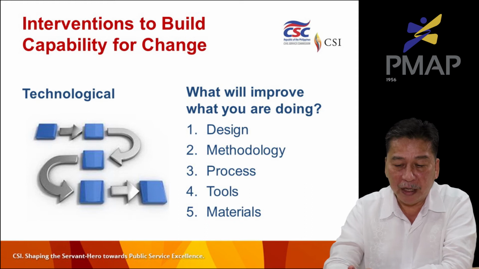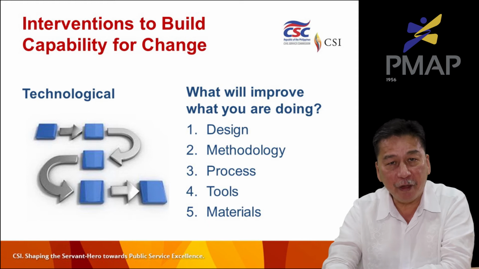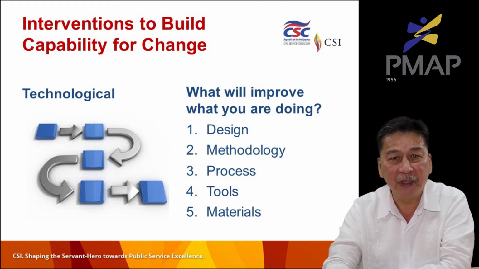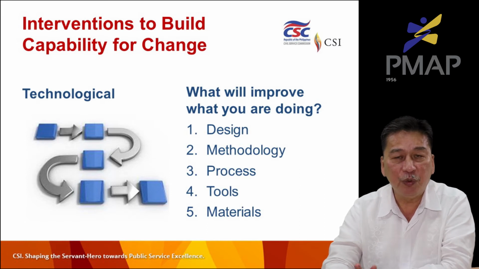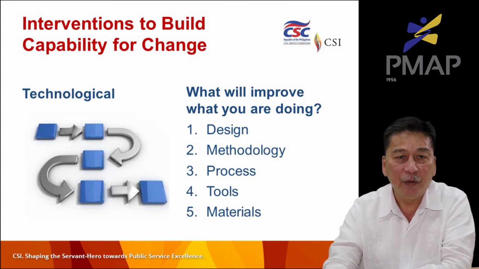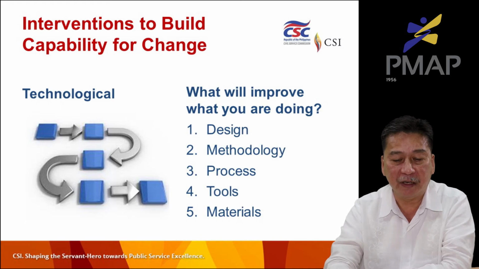So we can change the design of products and services, or we can also change the methodology of providing those products and services, or creating those products and services. We can also think in terms of changing processes or even the tools that we're using. So as we change these things, this is what we call the technological approach to building capability. Because as we change methodologies and processes, then we will be able to produce more or better products and services.